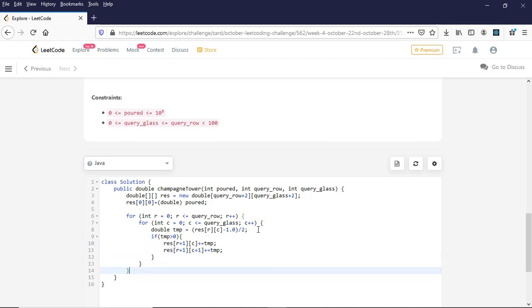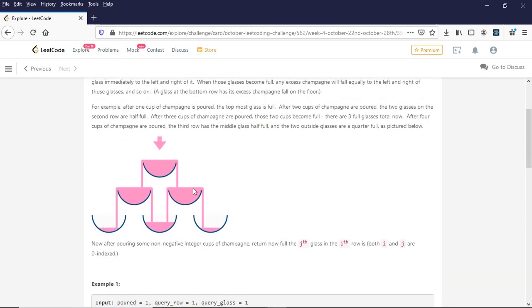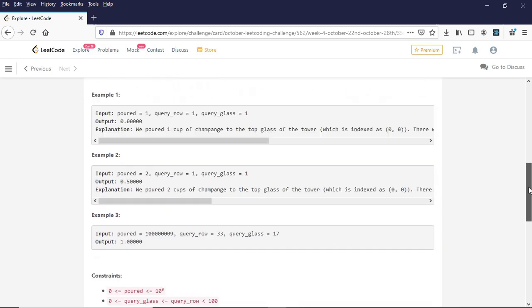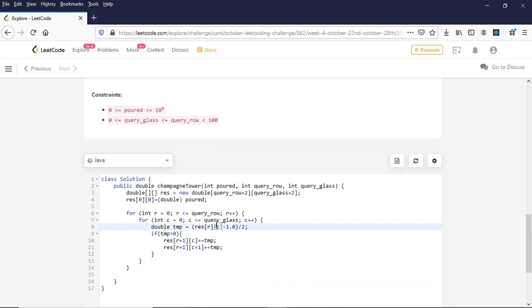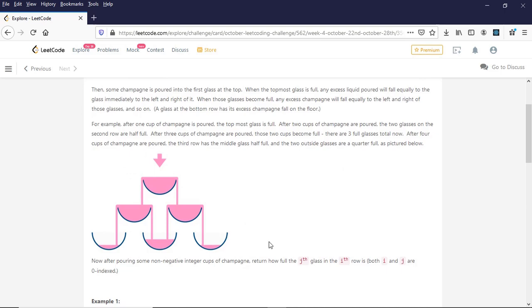So once I go over this, at the end, since query row is the last row, I will fill up the query row and the query glass. Even though by this pyramid structure every row has as many glasses as its row number in one-indexing, so the first row has only one glass, the second row has two glasses, the third row has three glasses, in our logic we are only going till the query glass, so we don't have to go over all the columns in that row. That is the optimization that we are doing here.